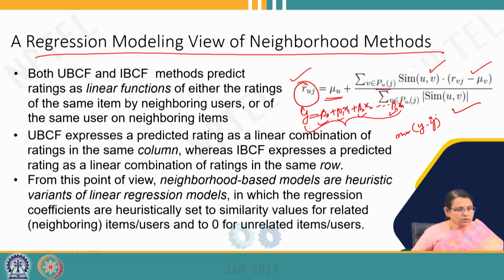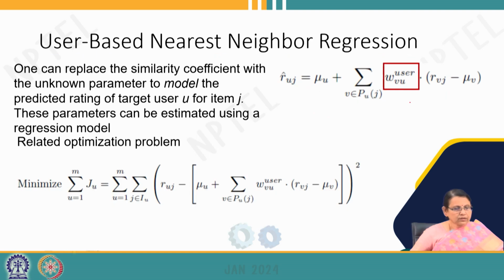So, therefore, more formally, in both user based and item based collaborative filtering, we assume that we have a linear function to make the prediction, and in this linear function the similarity values are the weights. Now, how can we make this regression model?